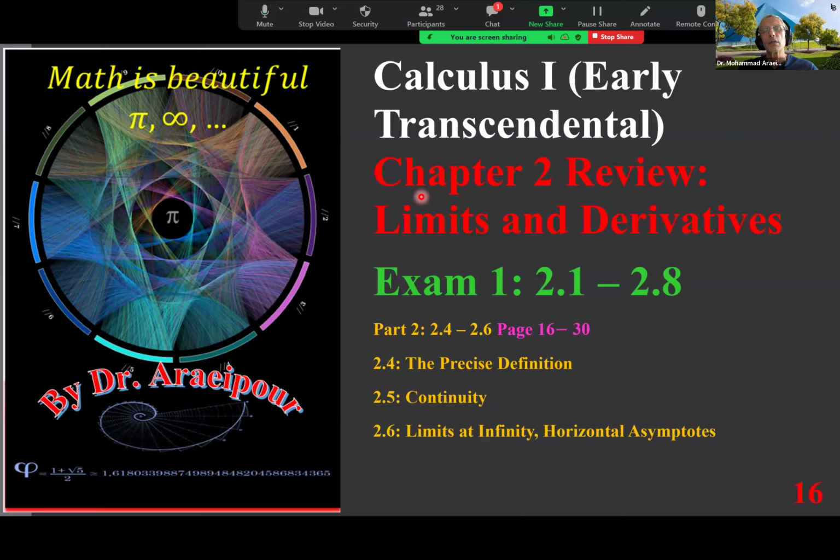Good afternoon, class. We are looking at Chapter 2, Review Limits and Derivatives. This is, for example, one covering 2.1 to 2.8, and here's the second part covering 2.4 to 2.6. 2.4, the precise definition, 2.5, continuity, 2.6, limit at infinity, horizontal asymptotes.